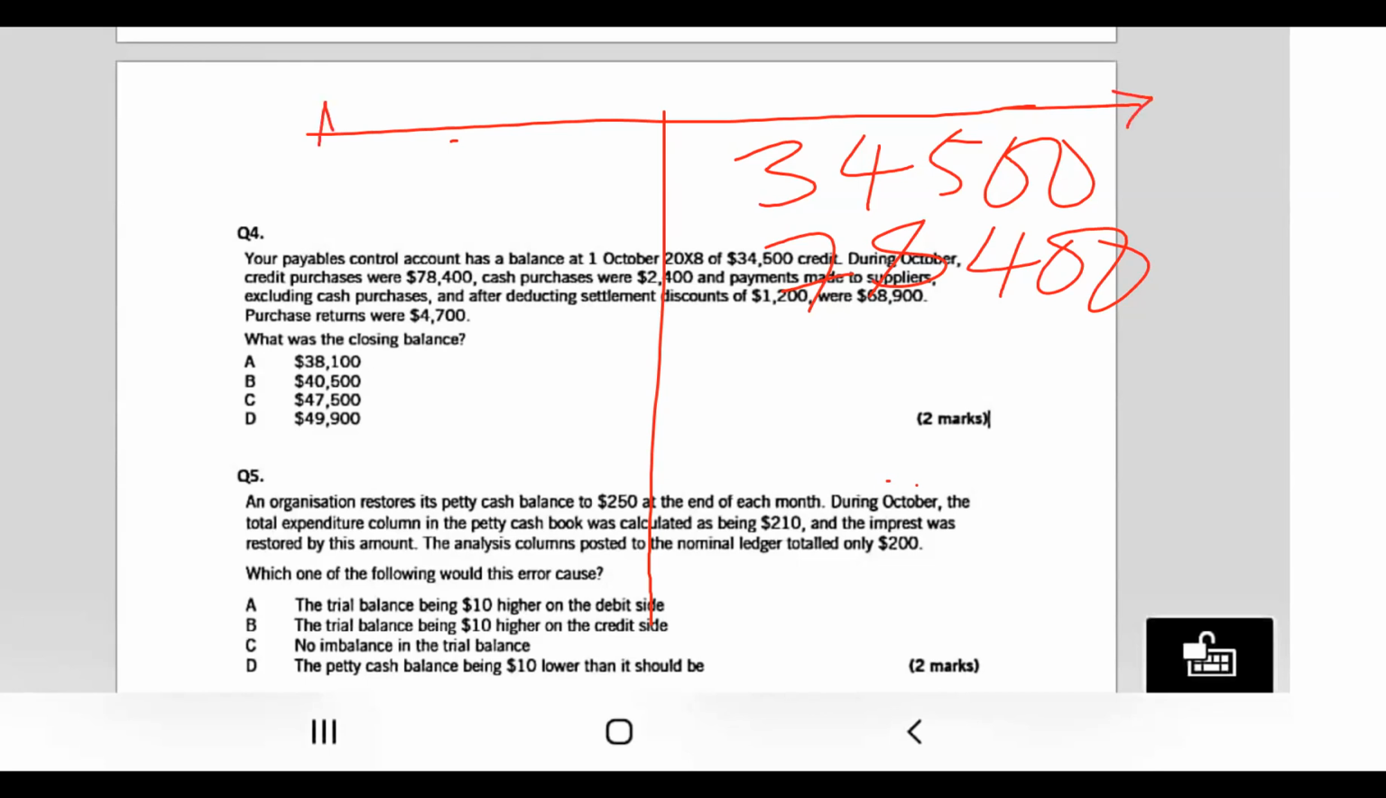Now, let me highlight that when you're dealing with the payables control account, these are people who owe you, right? These are people who owe you. So you record the credit balance here, and you also add to the credit balance the credit purchases. You have that.